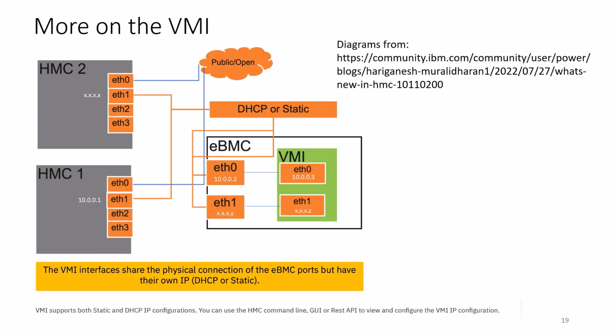And this diagram is just showing you again what it looks like from a diagrammatic point of view. You can see that ETH0 on the HMC is connected to the public network. ETH1 on the HMC, which has an IP of 10.0.0.1, is using DHCP, and it's actually connecting down to ETH0 on the eBMC, and the VMI is using that ETH0, and it's also been assigned a DHCP IP address.